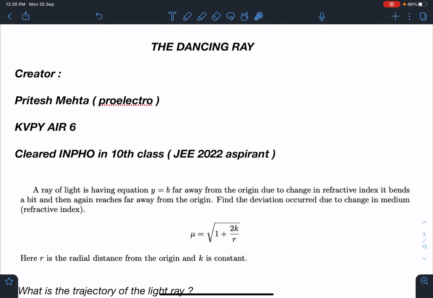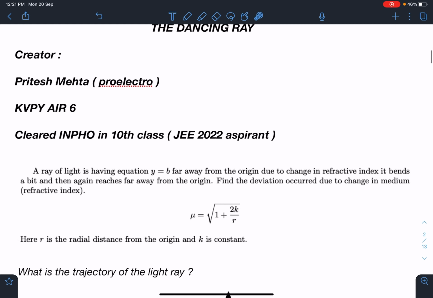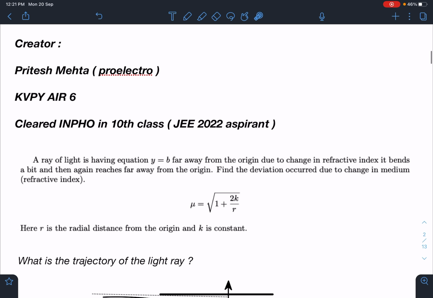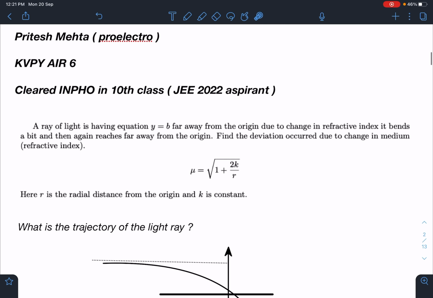So alright, I'll just reveal his name because he is kind of the Batman in Discord servers. Not many people know about him, though they know him by his nickname. It is Pro Electro, and those who are actively using Discord will probably be familiar with this person, Pro Electro, and he frames very amazing problems. His real name is Pritesh Mehta, and he qualified INPHO in class 10th, and we will see a very good rank from him in JEE 2022 as well. He is also a KVPY scholar. He got All India rank 6. So this is the problem framed by him.